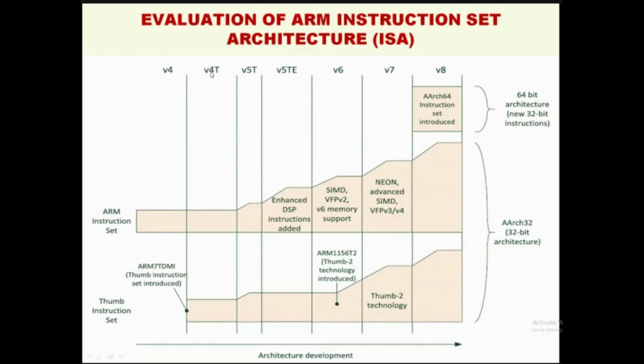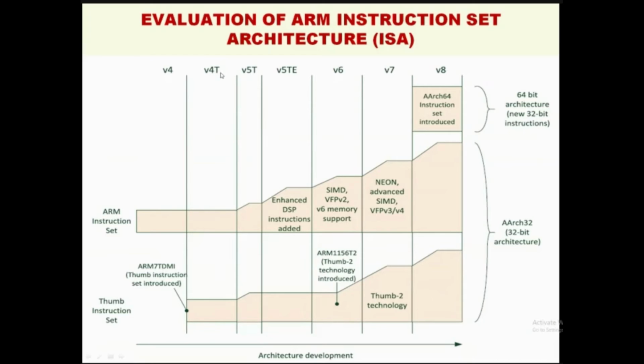Then in version 4T, you see version 4T, there come the Thumb instructions. As you see here, look at the screen, look at the cursor. The ARM7 TDMI Thumb instruction set was introduced in version 4T of the ARM instruction set. Then the number of instructions keeps on increasing. The staircase kind of thing means the number of instructions keeps on increasing in every version.